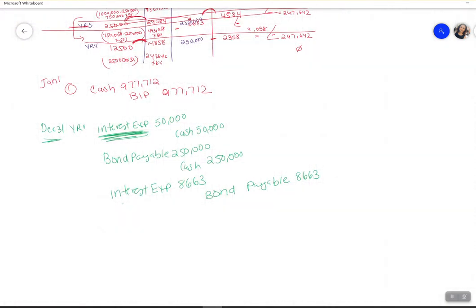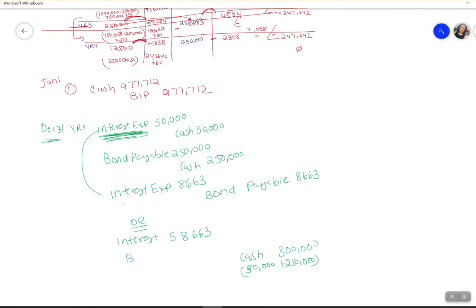So you could do a combined entry if you wanted to. If you combine the entry, you're going to debit the interest expense. In this case, your interest expense is going to be 58,663, and then you have a cash. Your cash is going to be your 50,000 plus the 250,000, and that will be 300,000.